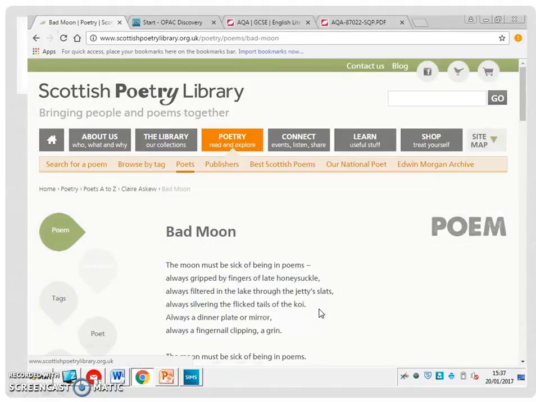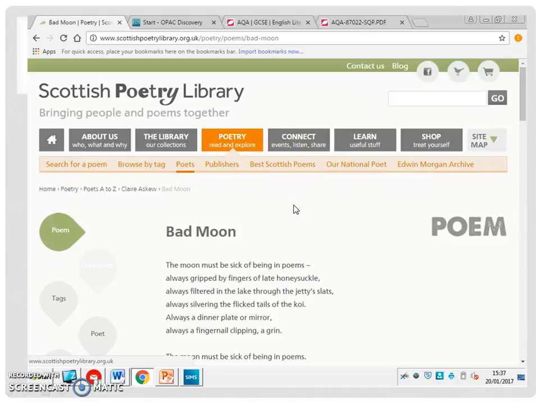And finally, Scottish Poetry Library. I've used the British Poetry Library. I think it's the English Poetry Library, I'm not sure. The Scottish one I find easier to navigate, and the poems are quite interesting. You just go to the tab Poetry, Read and Explore, and then you can either browse by topic and tag, or by poets, or by the best, the favourite, whatever you want. And you can find lots of modern poems there.